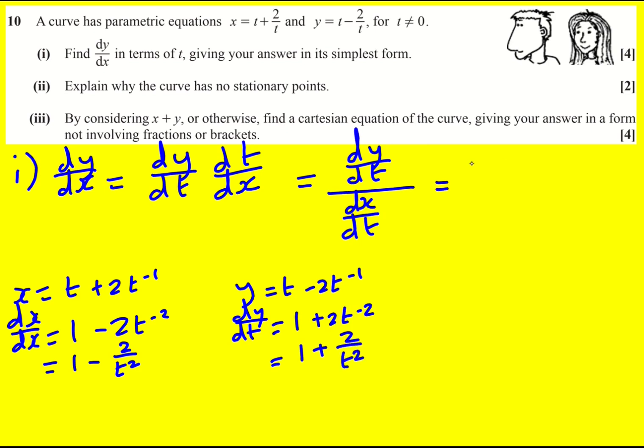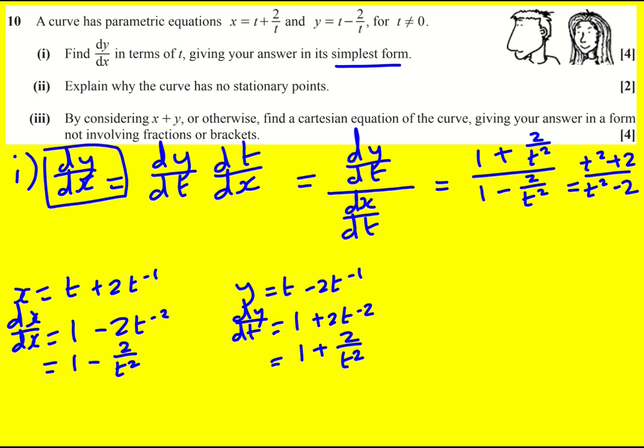And we're mostly there now, so it's going to be 1 plus 2 over t squared all over 1 minus 2 over t squared. The only thing is we're asked to write it in its simplest form, and this is not in its simplest form because I've got fractions within fractions. So I'm going to multiply through by t squared, top and bottom, which gives me t squared plus 2 all over t squared minus 2. And that is our dy by dx.